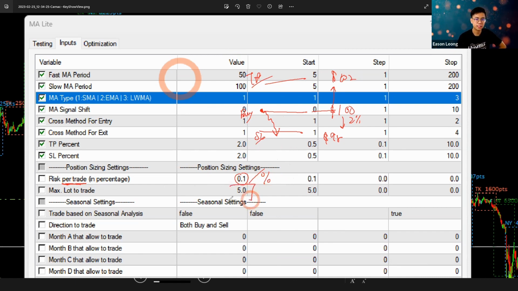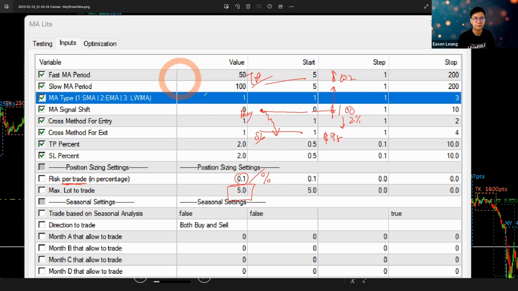Lastly, what is the maximum lot size that you are going to open? Because your account may be very small, or because your account may compound over time, hence you may actually like to increase or reduce this maximum lot. By default, just leave it as it is.